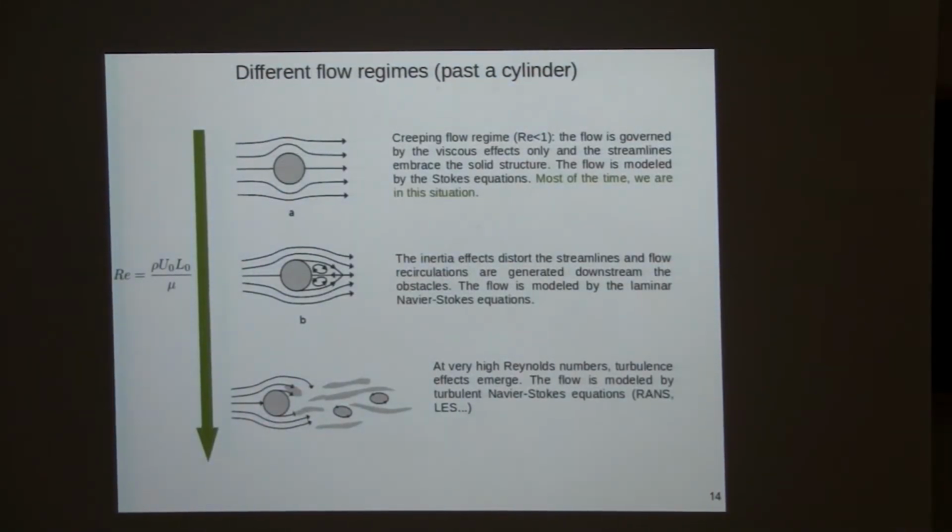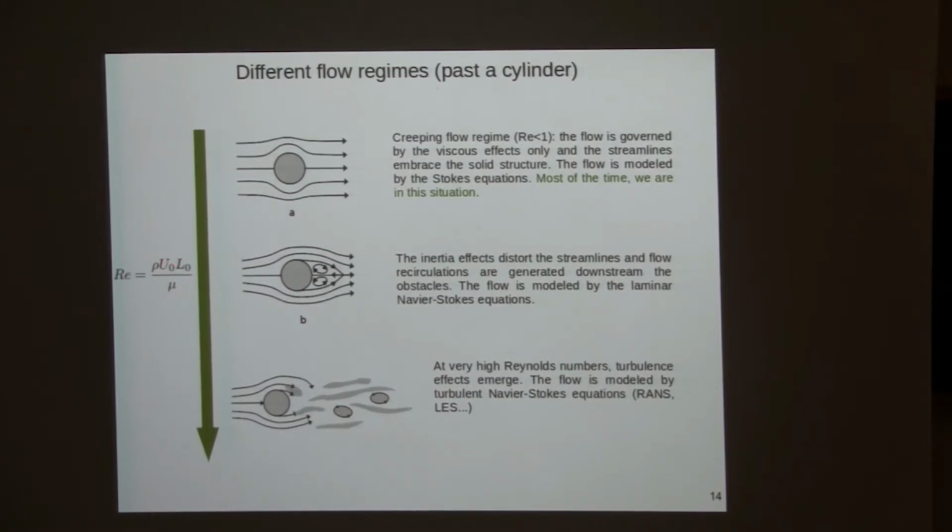So, about the different flow regimes, this is some picture you will find in any fluid mechanics textbook. So we've seen this Reynolds number. The Reynolds number is a dimensionless number that is used to quantify the importance of inertia over the viscous forces. So this is basically something like that, where U0 and L0 are a characteristic velocity and a characteristic length.